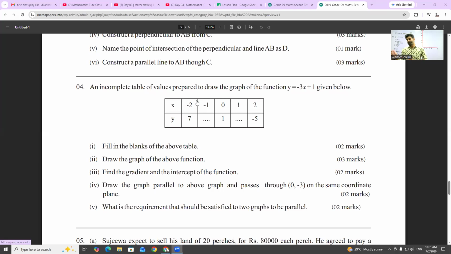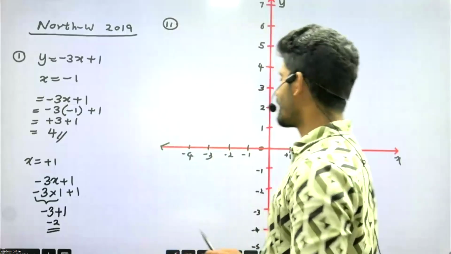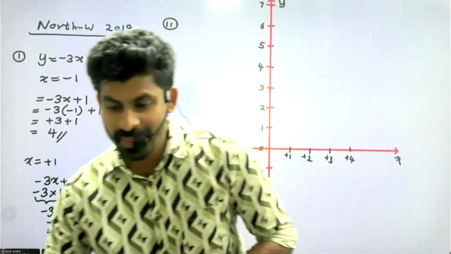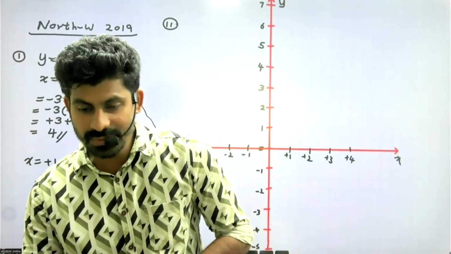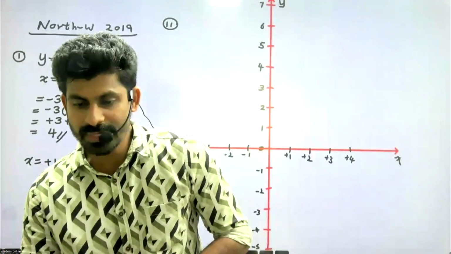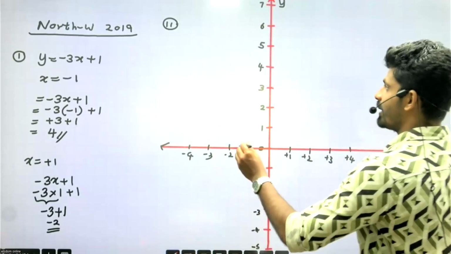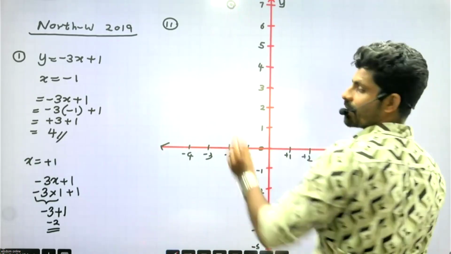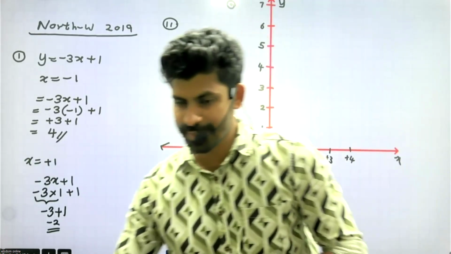Negative 2 to negative 7. Then negative 2 to positive 7. Negative 2 to 7. Right? Negative 2 to 7.